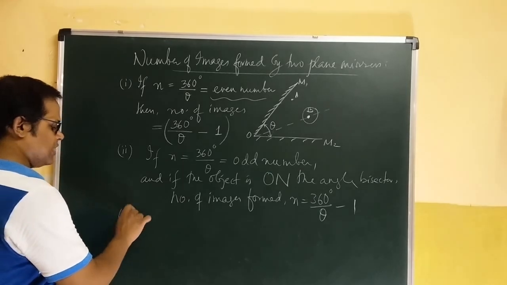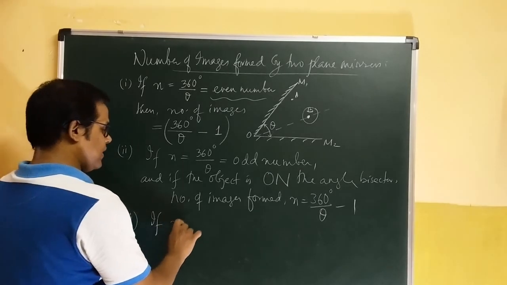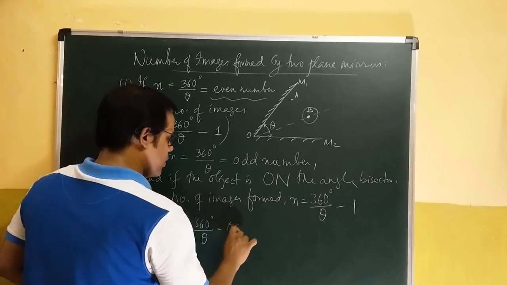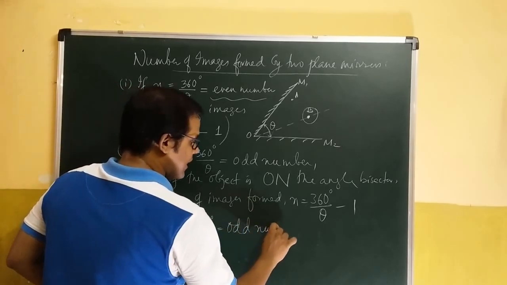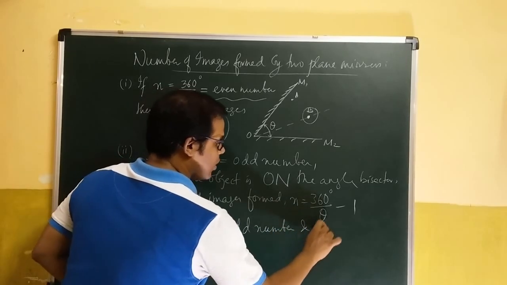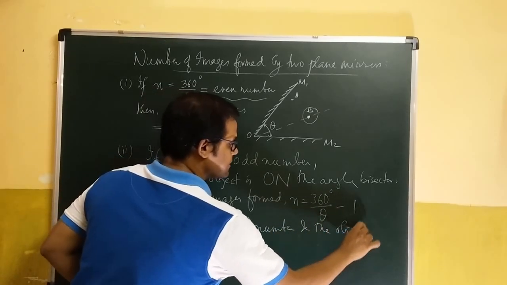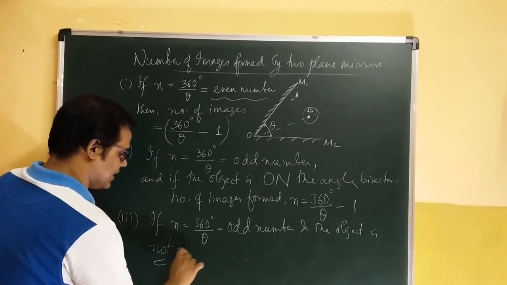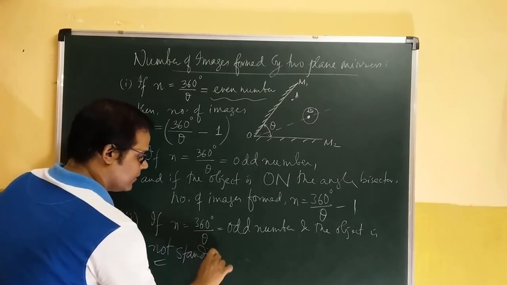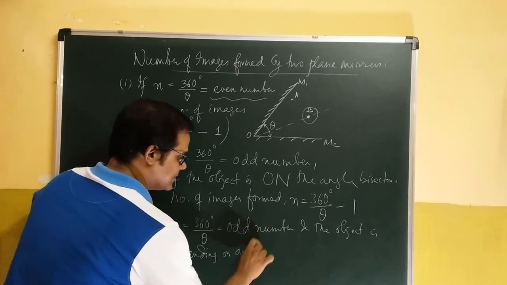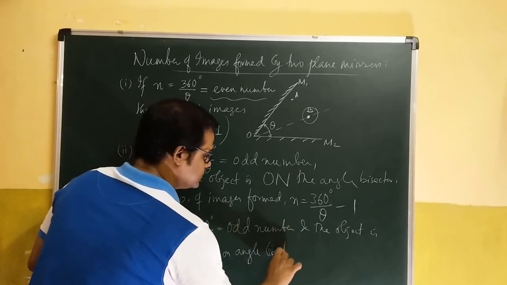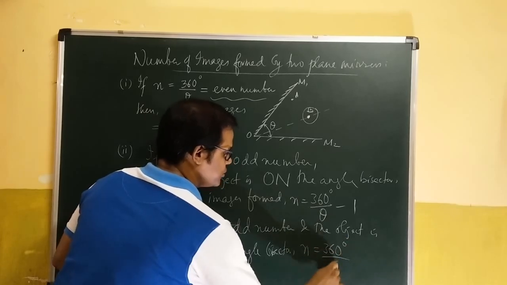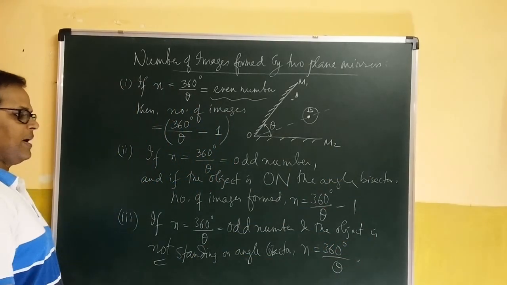But you immediately ask me the next question. If n equals 360 degrees by theta is still an odd number and the object is not standing on the angle bisector, then need not worry, the number of images will continue to be 360 degrees by theta.